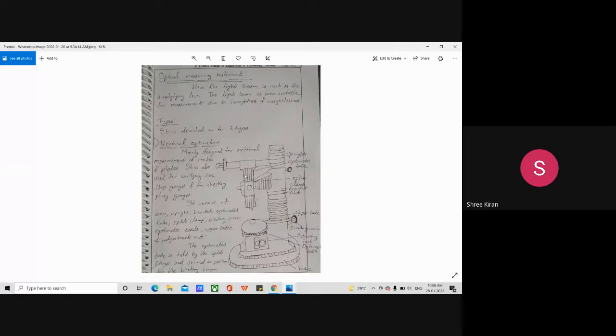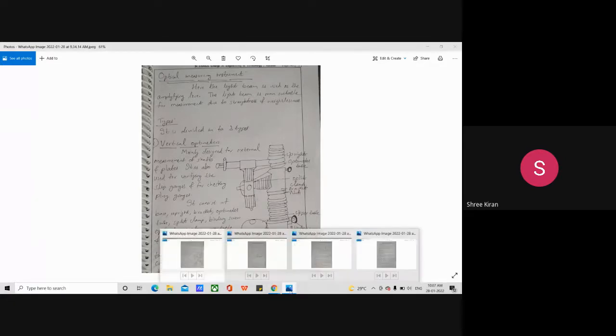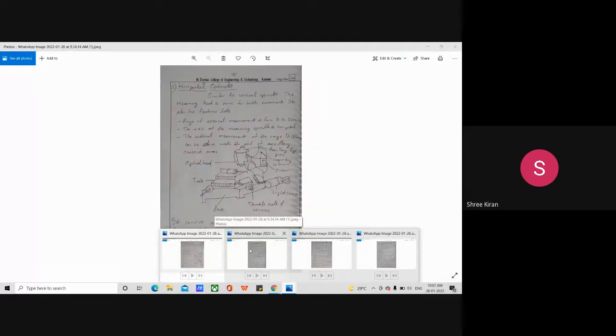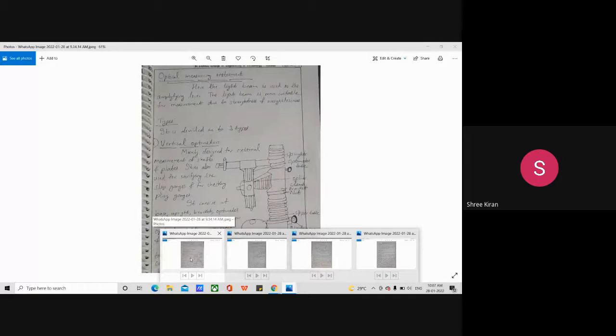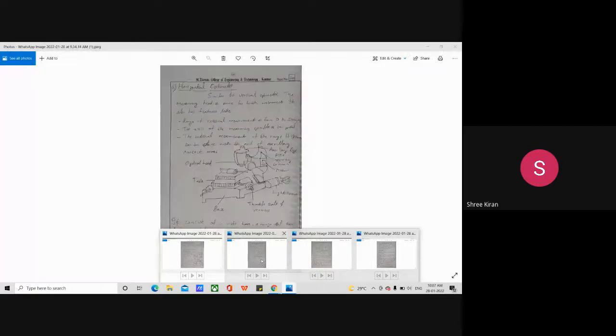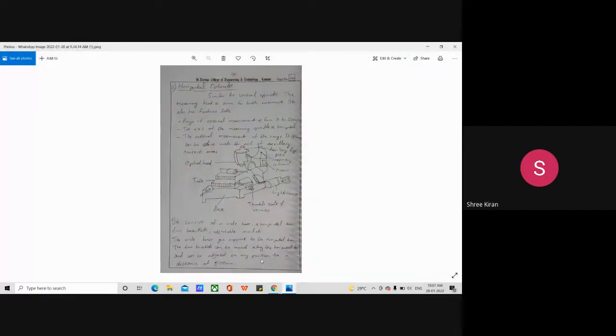Now, can anyone of you tell me the name of the second one? Horizontal optimeter. Okay, thank you. So this is the horizontal optimeter.